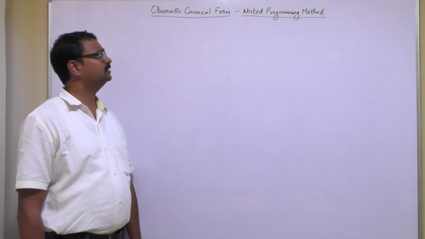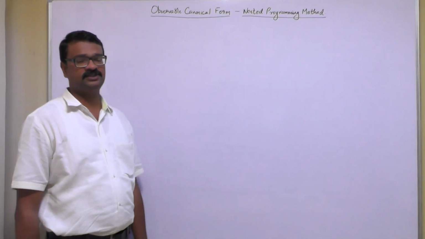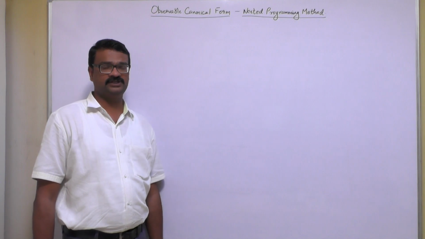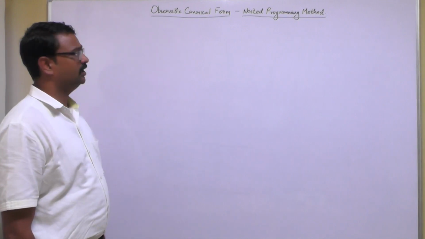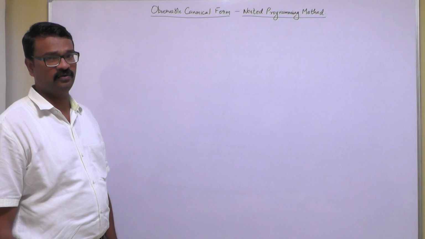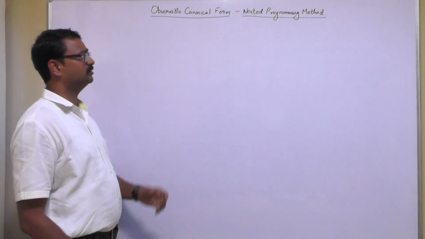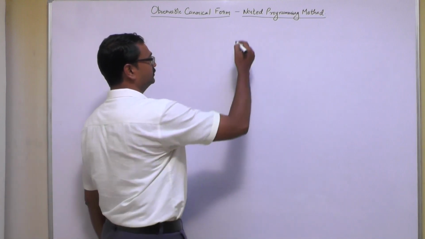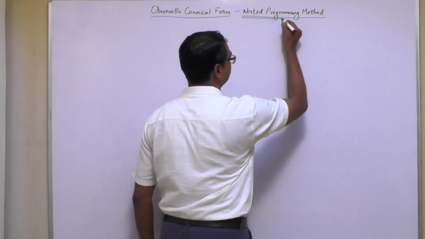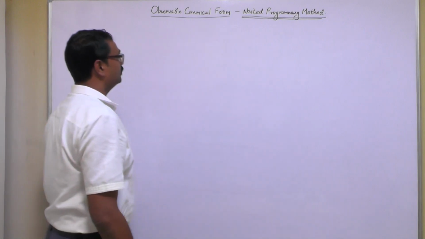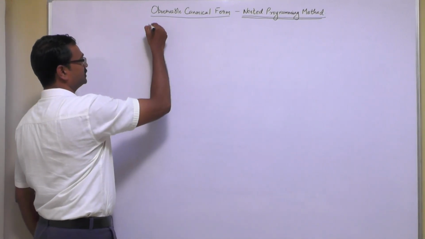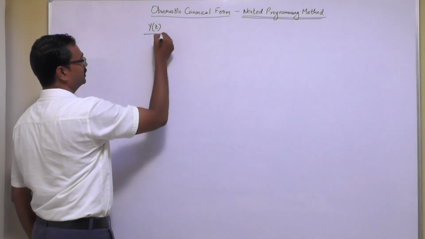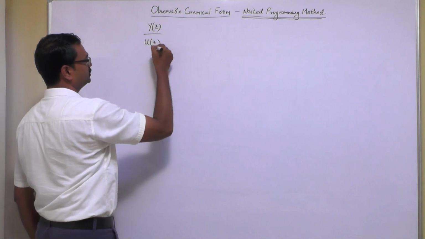Now when we are discussing the various state space representations of discrete time systems, we have discussed already controllable canonical form, and now we will be discussing observable canonical form, which is obtained by this method, which is called the nested programming method.